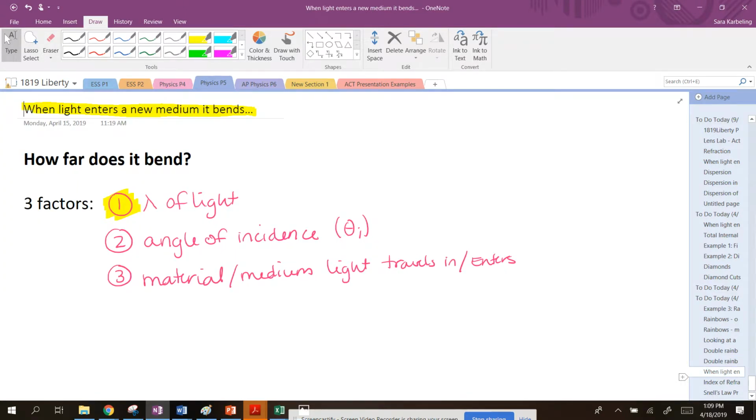Okay. We've said this a bunch of times. I've had this same page up a bunch, but I want to make sure that this makes sense to you. When light enters a new medium, it bends. How far does it bend? It depends on the wavelength of light. This is dispersion. If you haven't written this down, you probably should. It depends on the angle of incidence. We're going to talk a little bit more about that today, but we did give an example of that last time. That was the total internal reflection.